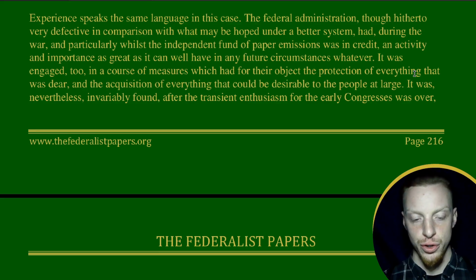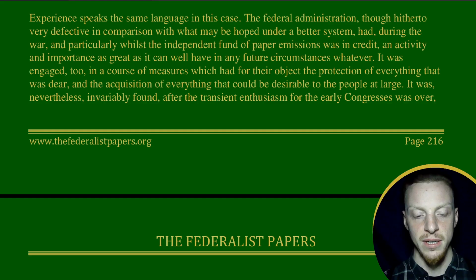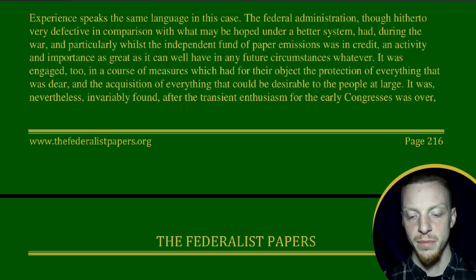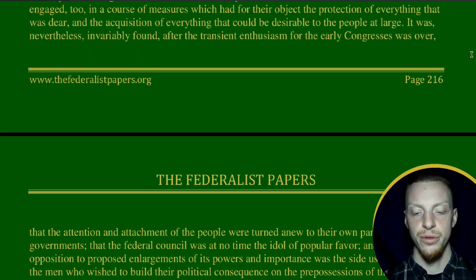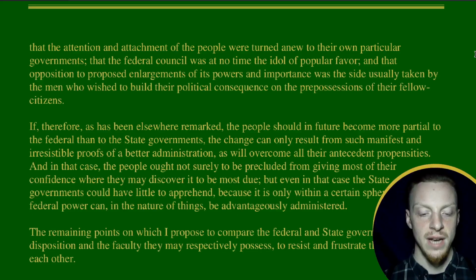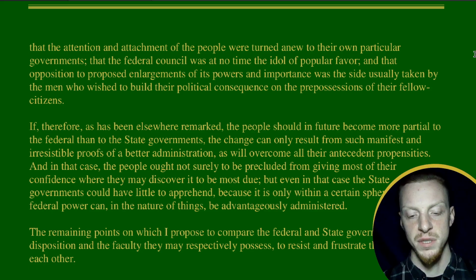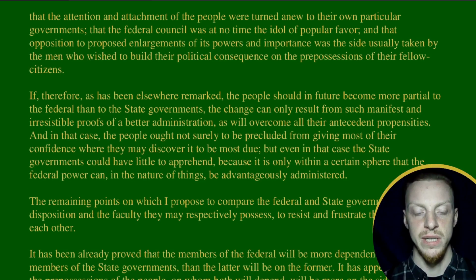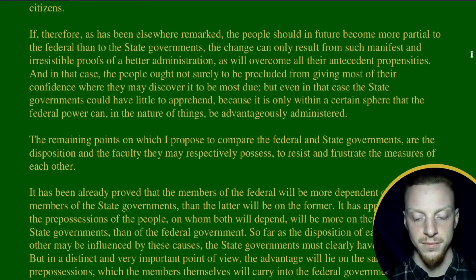It was engaged, too, in a course of measures which had for their object the protection of everything that was dear, and the acquisition of everything that could be desirable to the people at large. It was nevertheless invariably found, after the transient enthusiasm for the early Congress was over, that the attention and attachment of the people were turned anew to their own particular governments, that the Federal Council was at no time the idol of popular favor, and that opposition to proposed enlargements of its powers and importance was the side usually taken by the men who wished to build their political consequence on the prepossessions of their fellow citizens.